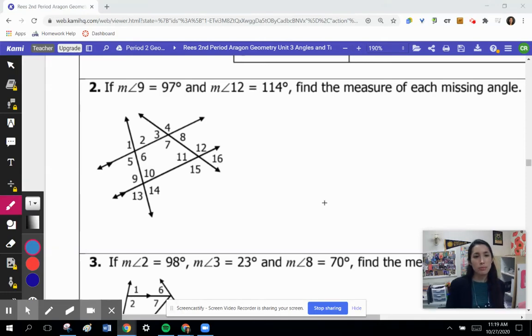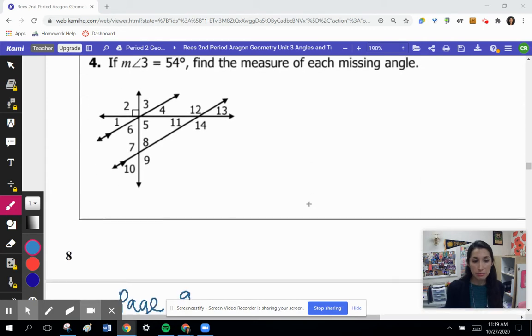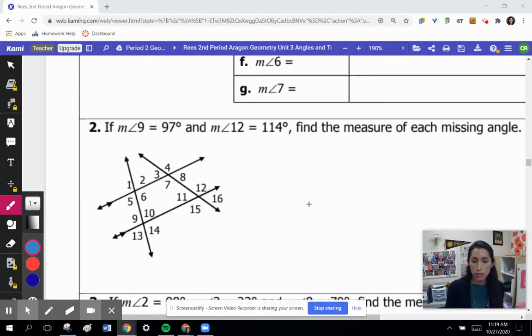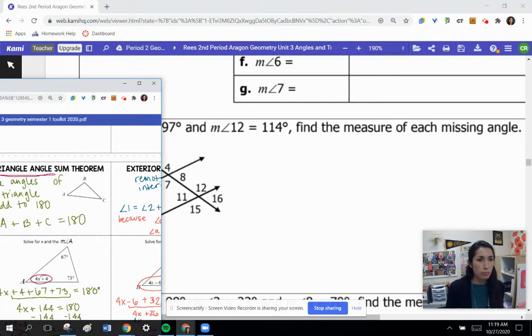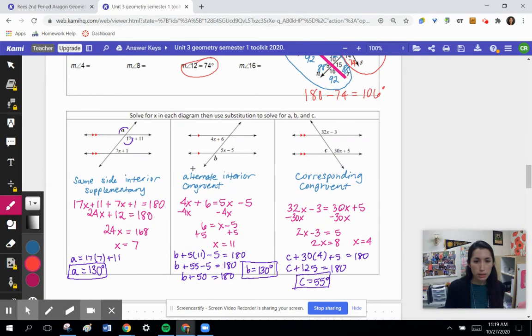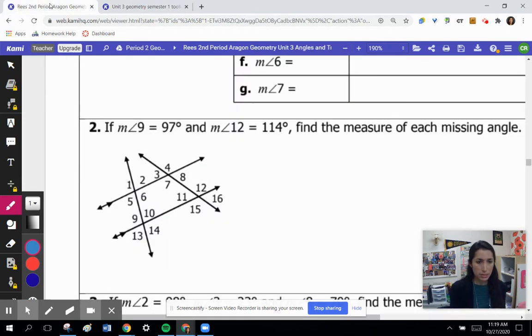Hi, in this video, I'm going to be going over a few questions from page 8 of your packet. So on page 8, we're looking at some of our angle relationships. Let me bring over my toolkit here as well. The angle relationships that we're looking at there would be either the same side interior, alternate interior, or corresponding and congruent angles, and also bringing back some vertical angles, potentially.